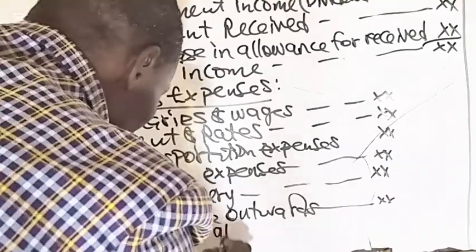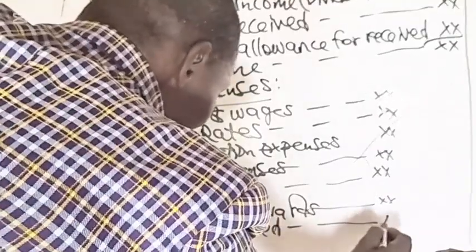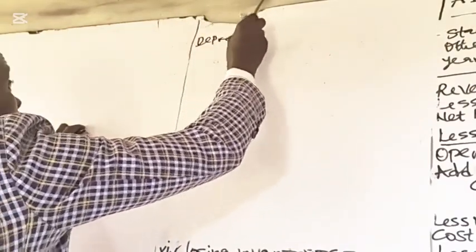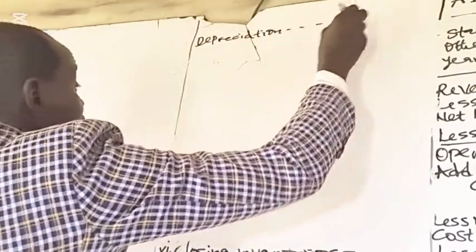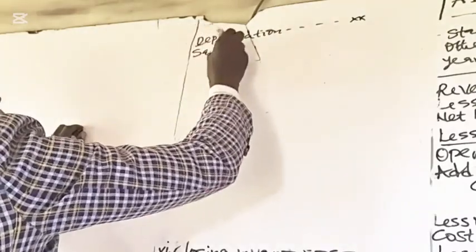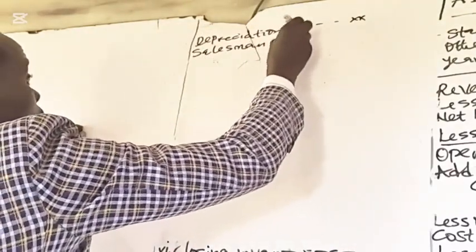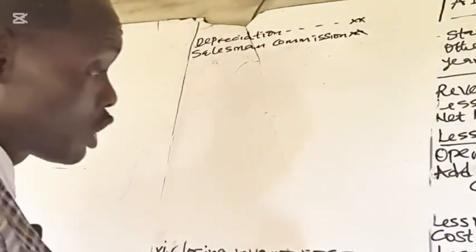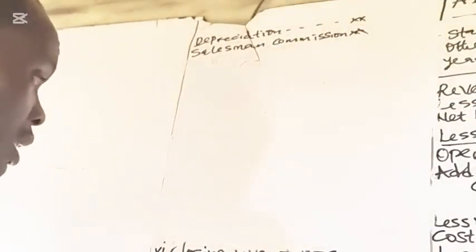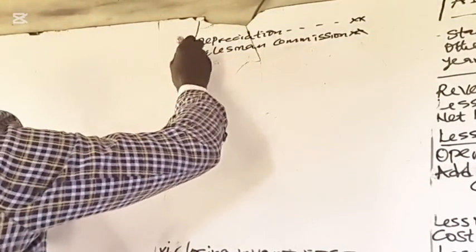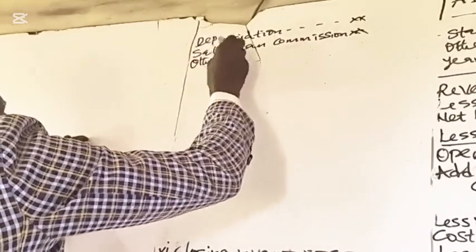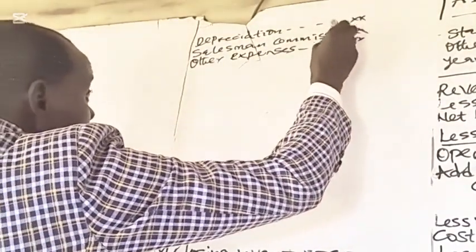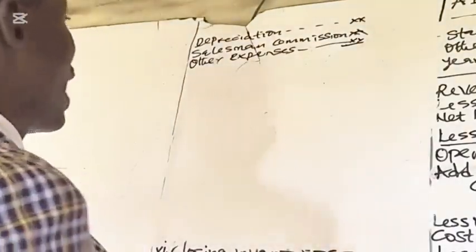Discount allowed. Depreciation of non-current assets. Salesman commission. If the entity receives commission, commission received is an income. You treat it as other income. So let me have other expenses. Any other expenses that I fail to list here, you have them there. So all these expenses will be added.